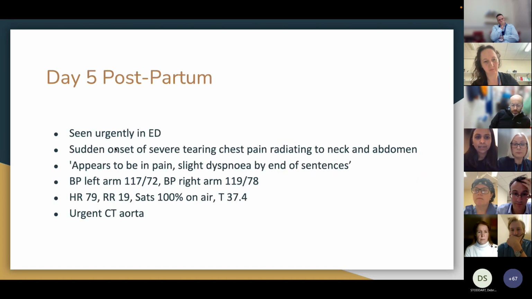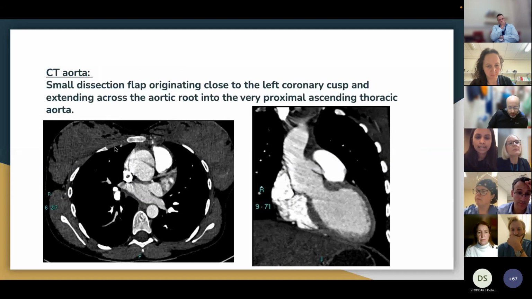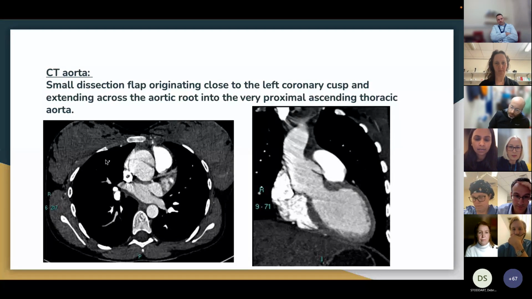But unfortunately, day 5 postpartum, she was seen urgently in ED with a sudden onset severe chest pain relating to her neck and abdomen. There was actually surprisingly no difference in blood pressure in her right and left arm. And she had an urgent CT aorta, which showed a small dissection flap, originating close to the left coronary cusp and extending across the aortic root into a very proximal ascending thoracic aorta, which you can see under cross-sectional imaging here with a false lumen.